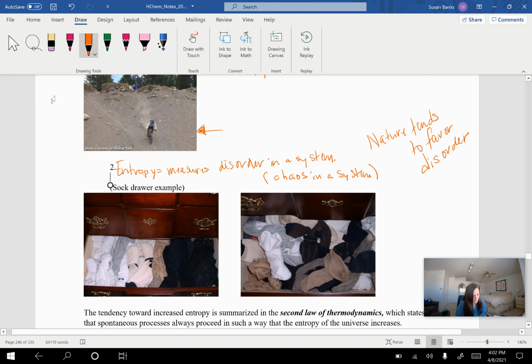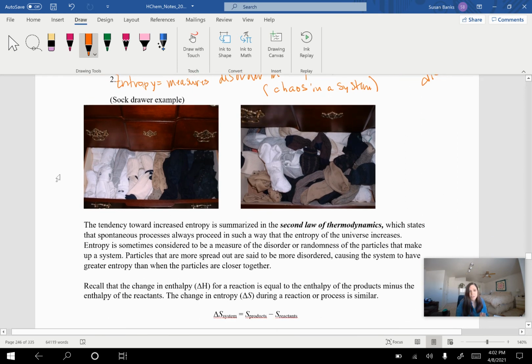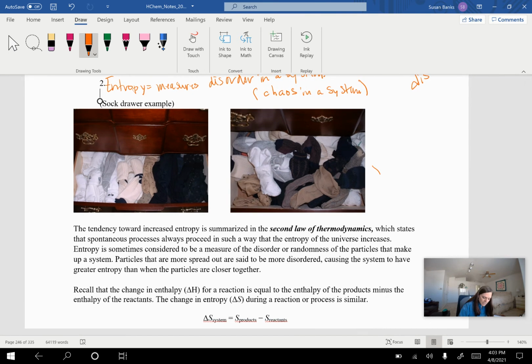Here's another example of this. Now, this is not my sock drawer. This is Mr. Hummer's sock drawer, my mentor, who I started teaching chemistry with. He says that he normally keeps his socks like this because it's a lot easier, when he's done with his laundry, to just dump his socks in his drawer.